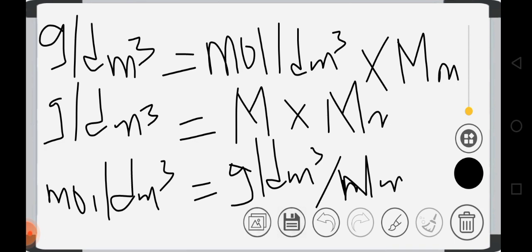This is the major thing you ought to know. You need to know this. Very, very important. So the condition is in per dm cube.